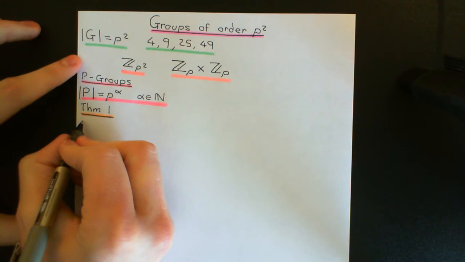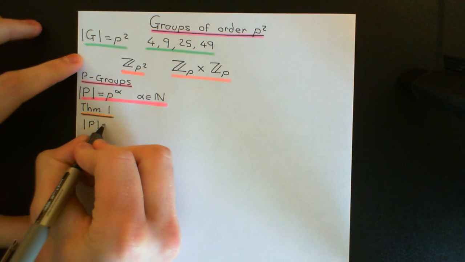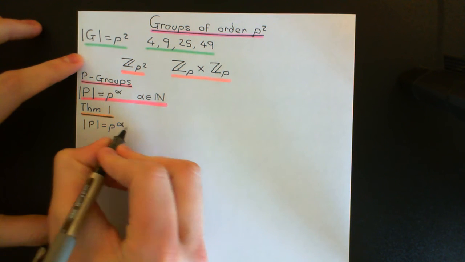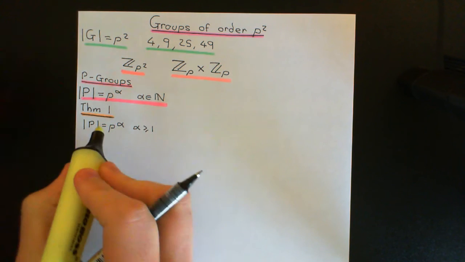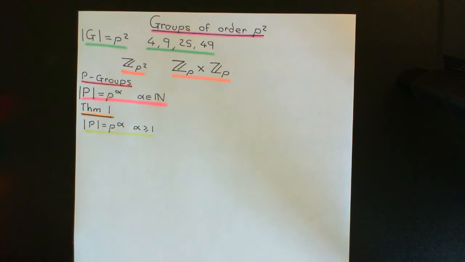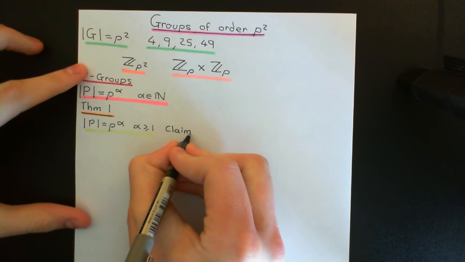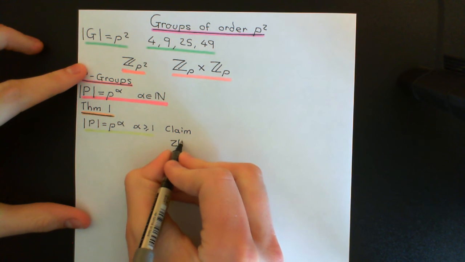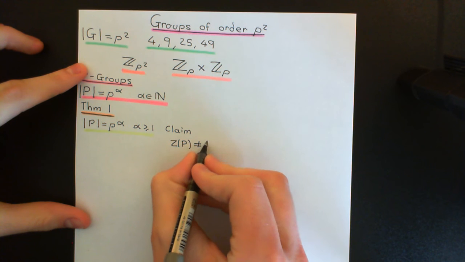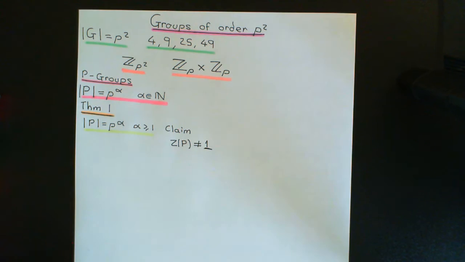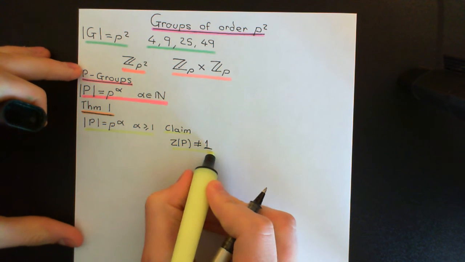So let me firstly write a little bit of setup. P is going to be a p-group, so the order of P is going to be some prime p to the power of alpha, where alpha is greater than or equal to 1. Then the claim is that if I look at the centre of the p-group, which is denoted Z(P), then it is not equal to the trivial subgroup, which I will denote by 1. So the centre of a p-group is always non-trivial, is the theorem that I want to prove to you now.